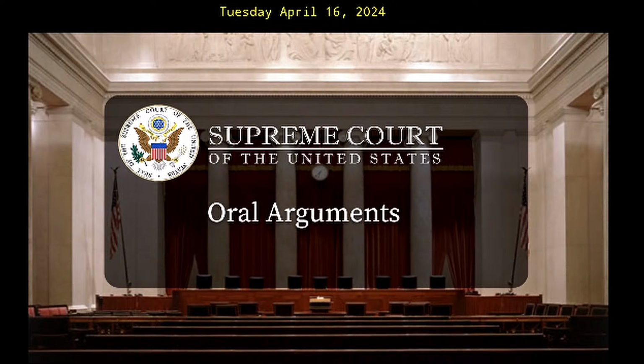Section 1512(c)(2), by its terms, is not limited to evidence impairment. Instead, it's a classic catch-all. C1 covers specified acts that obstruct an official proceeding, and C2 covers all other acts that obstruct an official proceeding in a different manner. The court should say so and allow this case to proceed to trial. I welcome the court's questions.